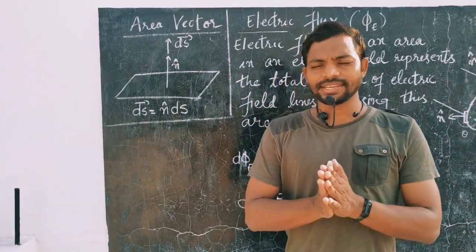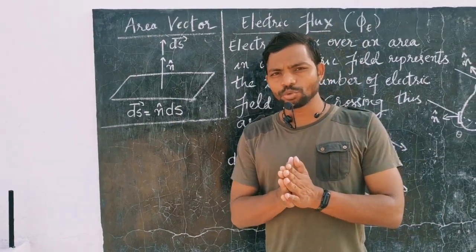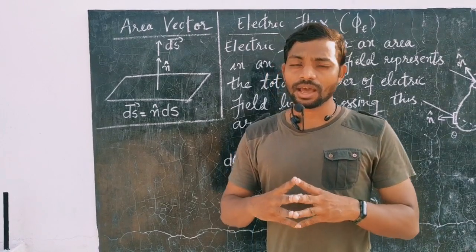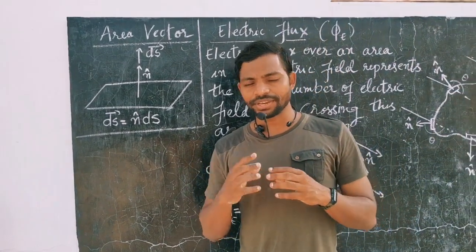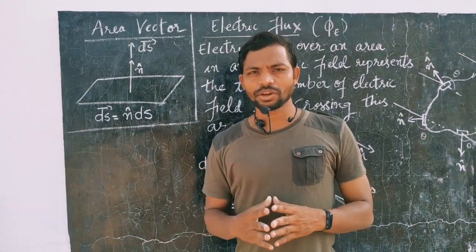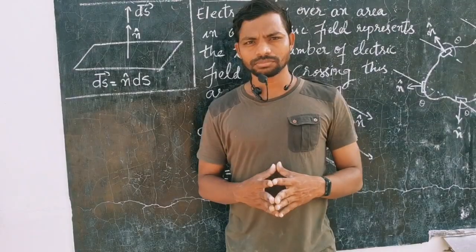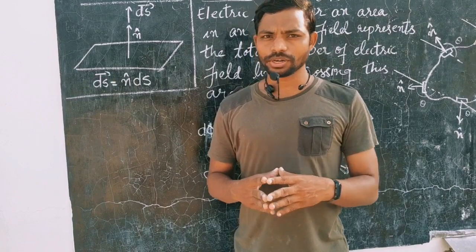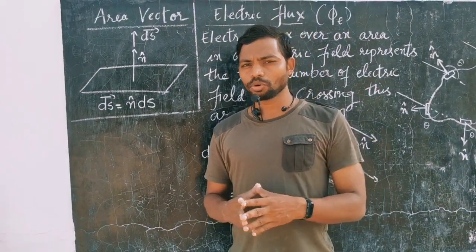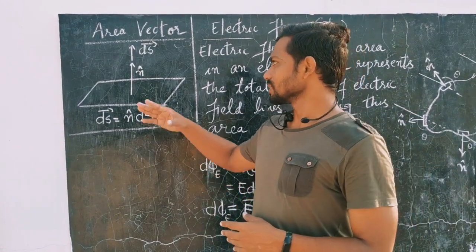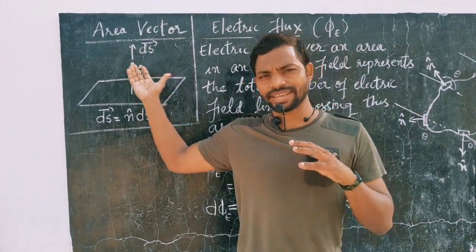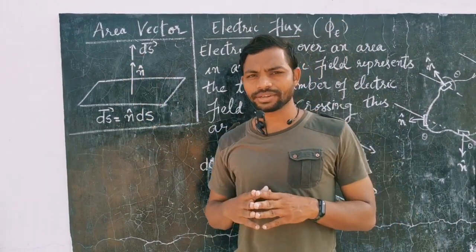Now this is particularly used where there are issues with the direction of the area. Like in future we are going to learn about electric flux, so there it's very important, or we are going to learn about Gauss theorems, so there also it is very important. So that is the reason in this lesson we consider area as a vector, right?